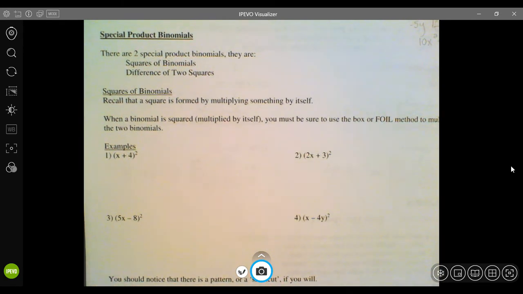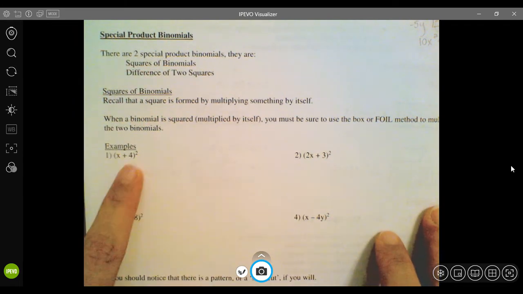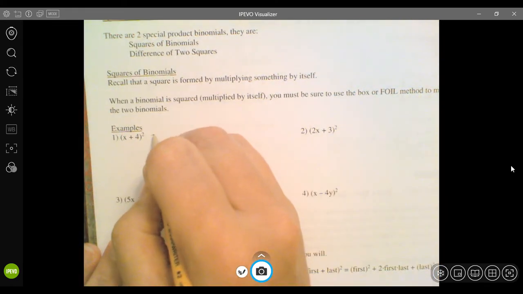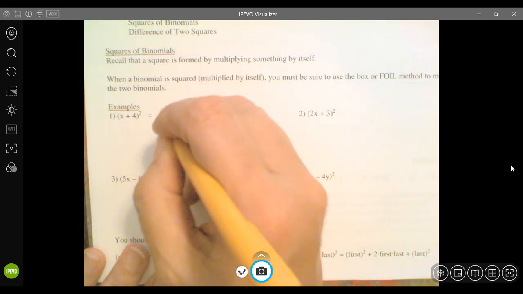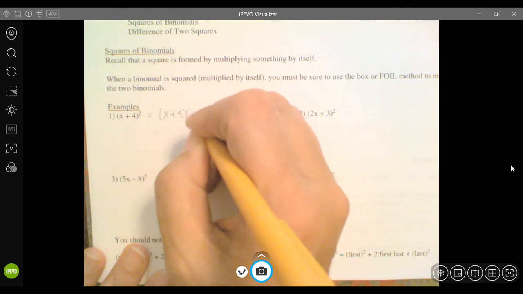Okay, special products. These were notes that we created back in like 2005, 2006. And a lot of people don't talk about special products. I like special products because I'm lazy. They call them special products, but what they really are is shortcuts. Whenever we have squares, when you square something, remember, it means that we multiply it by itself. So the square of x plus 4 is really x plus 4 times x plus 4.